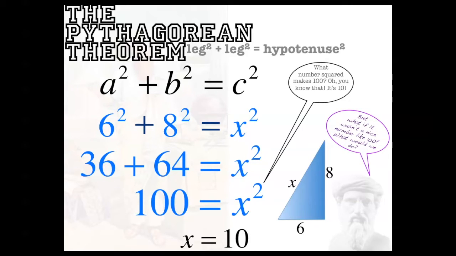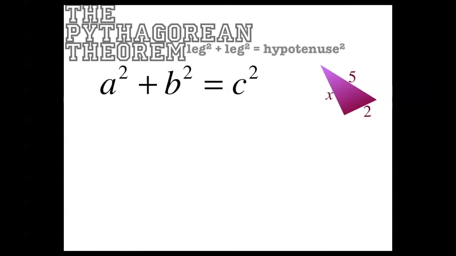But what if it wasn't a nice number like 100? What if this had given us an equation where it was like x squared equals 103? And you can't really unsquare 103 very nicely. What would you do in a problem like that? Well, sometimes Pythagorean theorem problems come out nice, and sometimes they don't come out so nice. So here's one that's not going to come out quite so nice.